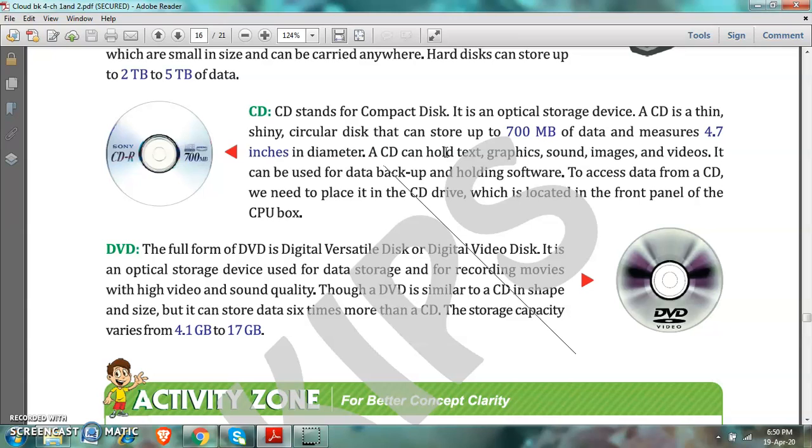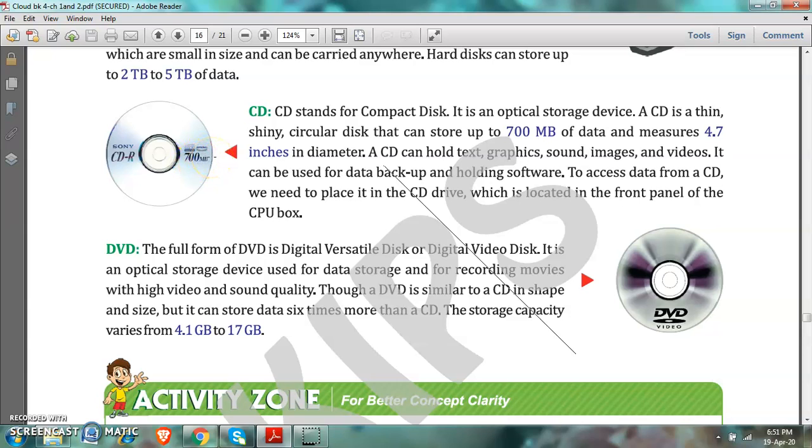Children, CDs are portable devices, which can be taken from one place to another very easily. There is no need to fix them permanently inside the CPU. If you want to use them, just keep the CD in the CD drive and you can play it. After that, you can remove it. To access data from a CD, we need to place it in the CD drive, which is located in the front panel of the CPU box. Clear? So this is a CD, and it is written here also 700 MB.